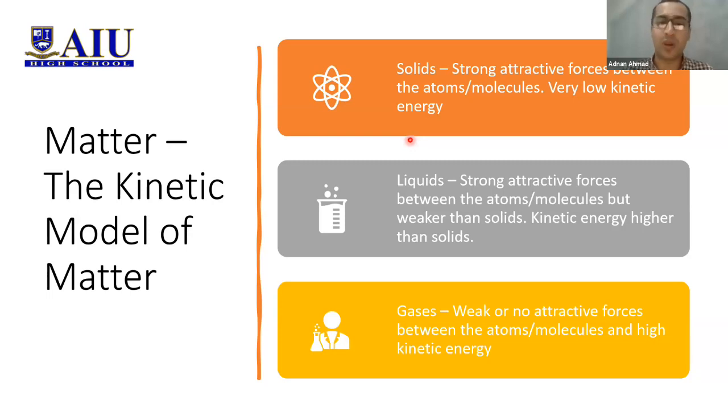So when you are running, when you are moving, when you are going from one point to another point, that is when you have kinetic energy, right? So solid molecules have a very low kinetic energy. Why? Because they do not move, okay?